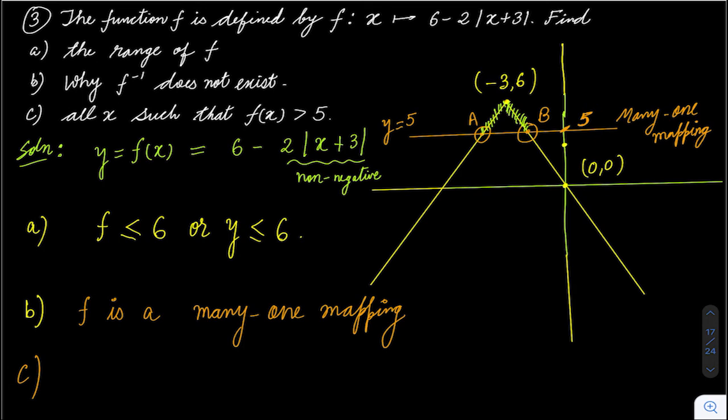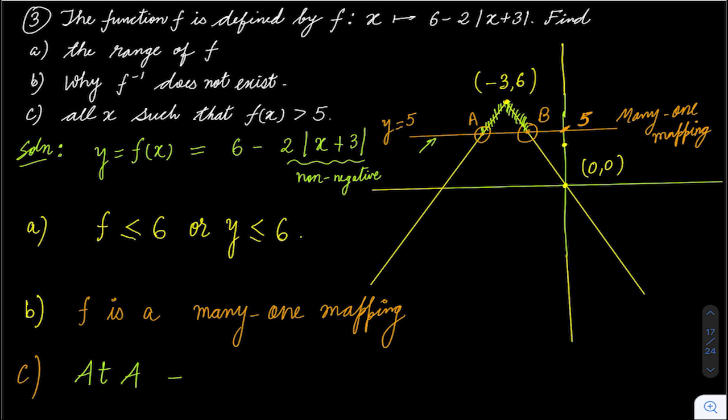So all you need to do is again the same thing. You need to find the x coordinates of A and B. So how you can do that is, first, let's find the x coordinate of point A. At A, we know this is y equals 5. Now what is my modulus?